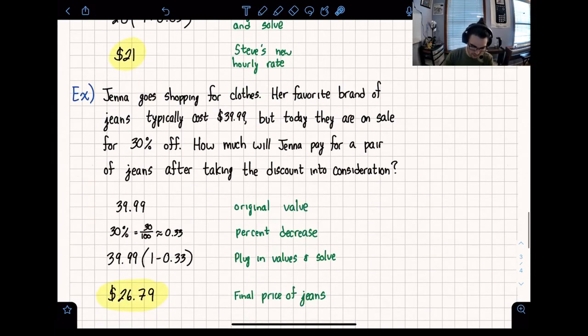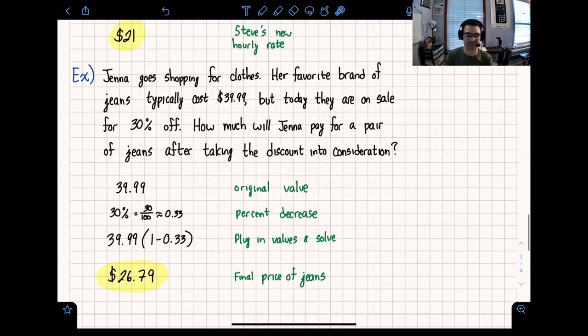And here we have an example with a decrease in price. And this is something very common. We're all going to see this in our lives when you go shopping for clothes. Jenna goes shopping for clothes. Her favorite brand of jeans typically costs $39.99, but today they are on sale for 30% off. How much will Jenna pay for a pair of jeans after taking the discount into consideration?